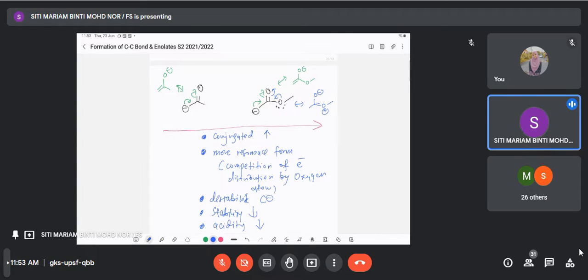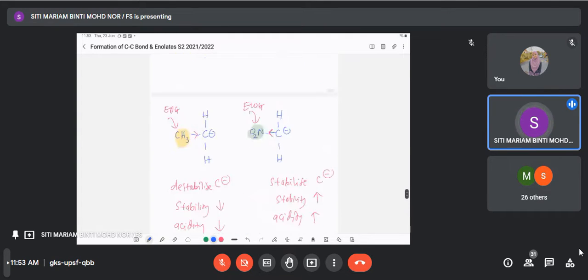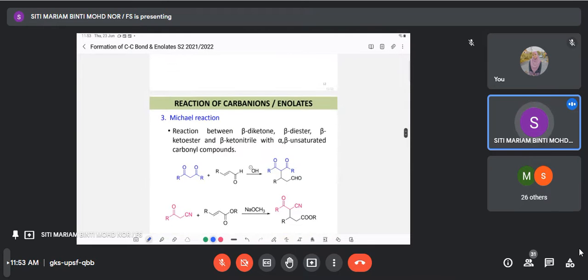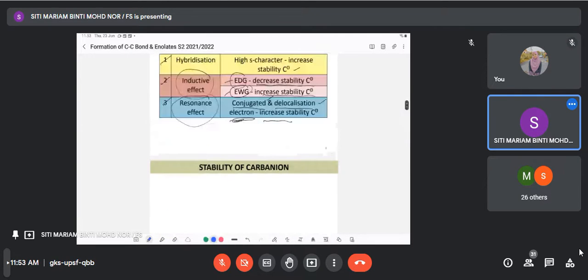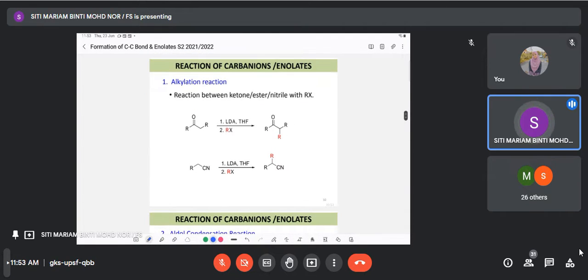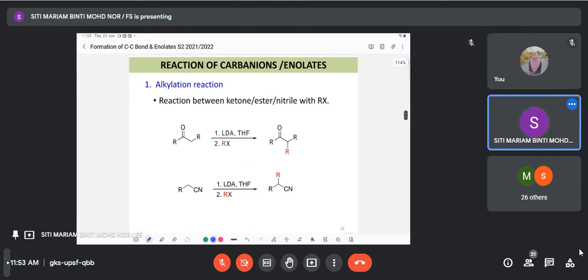Okay, so that's the stability. We're done with all three factors. Now we go back to our slide up here. We're done with this one, and then we go to the reactions of the enolate, or in other words the carbanion, because the carbanion and enolate are resonance forms of each other. The first reaction is the alkylation reaction.